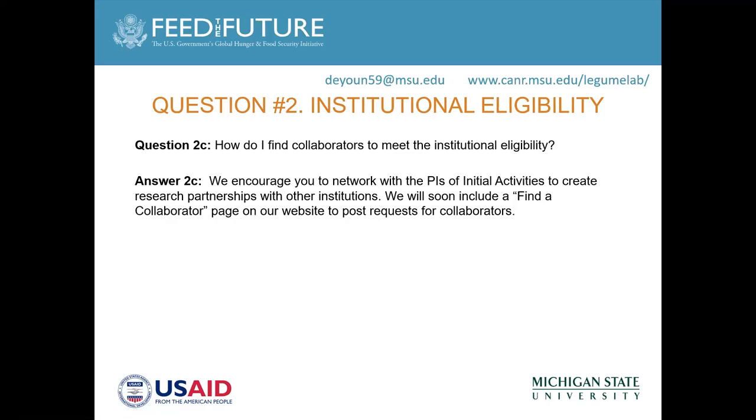Question 2C. How do I find collaborators to meet the institutional eligibility? We encourage you to network with the PIs on the initial activities page to create research partnerships with other institutions. We'll soon include a Find a Collaborator page on our website to post requests for collaborators. Our initial activities can be found on the website, including information on lead investigators.